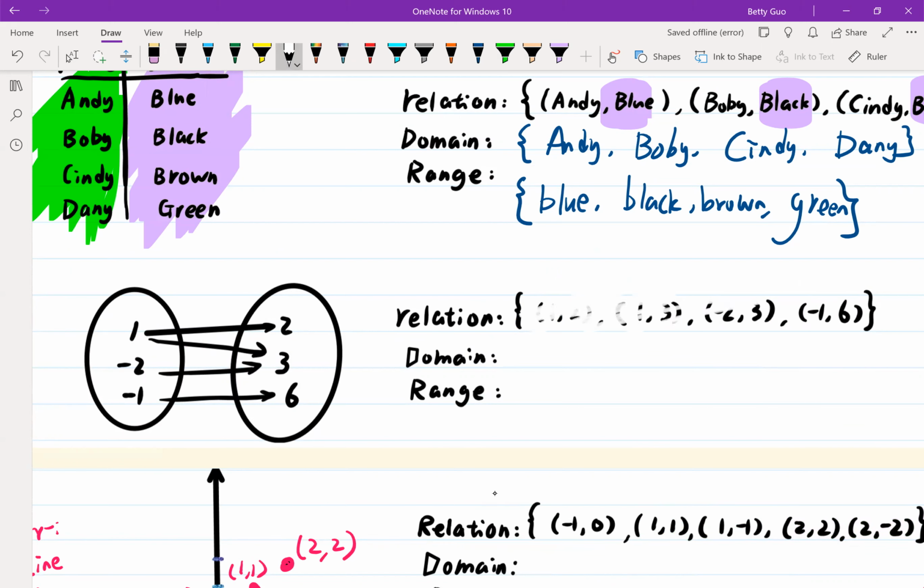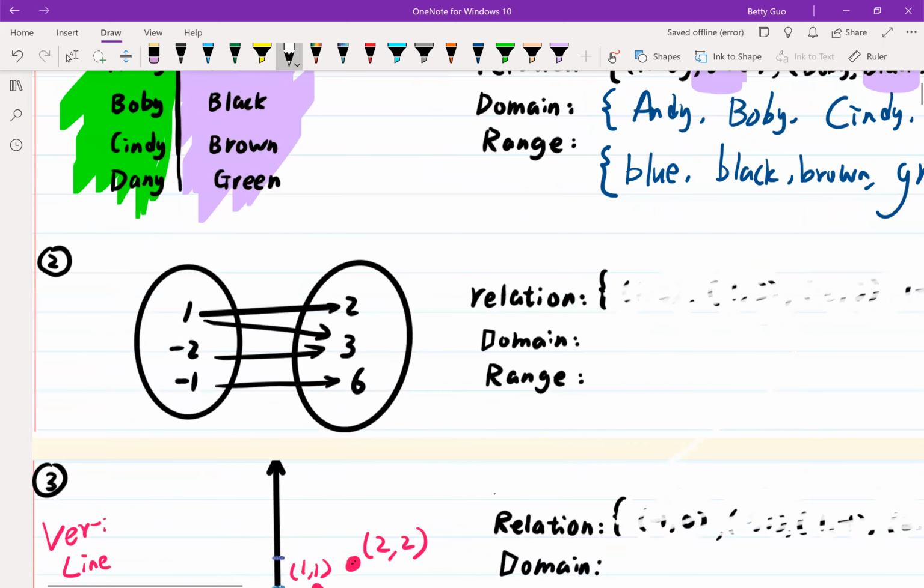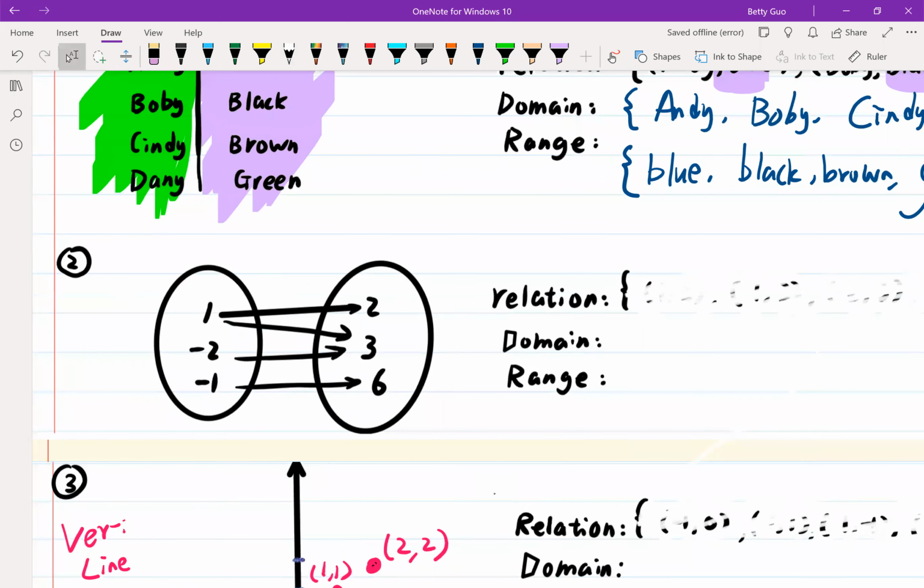I should have those erased. What do we have in the second example? In the second example, we have correspondences.